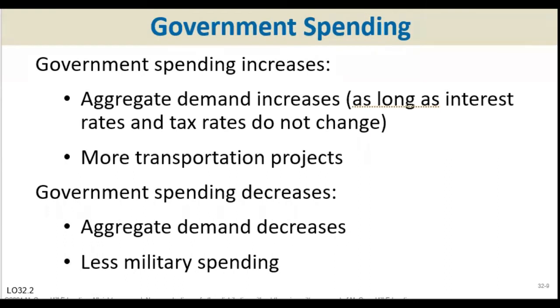Government spending, other things equal: if government spending increases, aggregated demand will also increase. An example of government spending would be spending more on transportation projects, for instance. And if government spending decreases, aggregated demand will also decrease.